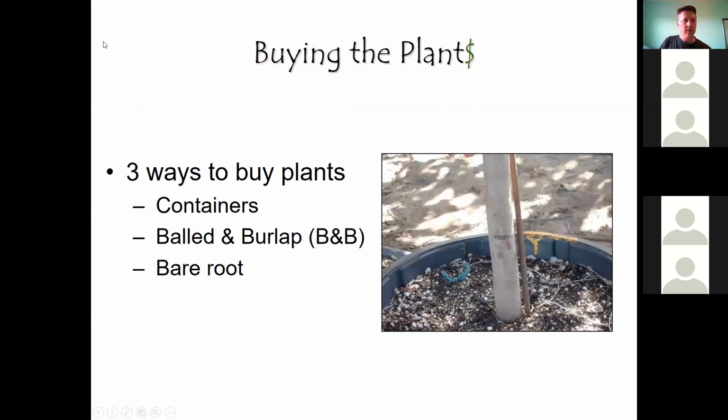All right. So I just wanted to talk about the different ways that plants are available and what the differences are. There's of course containerized plants, which is what we're most familiar with, just plants in a pot. There's balled and burlap plants, and then there's bare root.